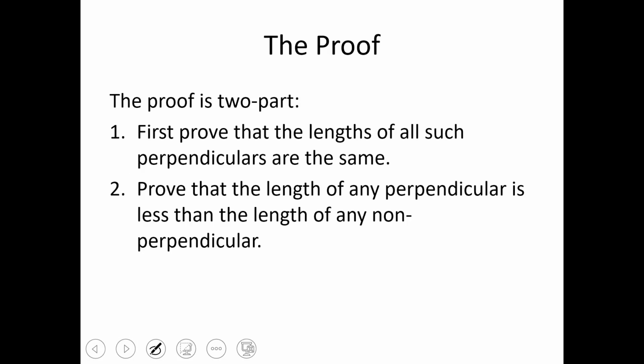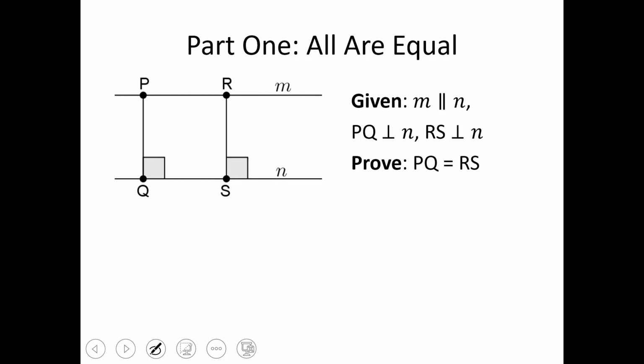And the proof has to be two-part. I didn't say which perpendicular. Obviously, there'll be multiple perpendiculars from one of a pair of parallel lines to another. So what we must prove, first of all, is that the lengths of all of those perpendiculars are the same. And then we must prove that the length of any of those perpendiculars is shorter than the length of any non-perpendicular.